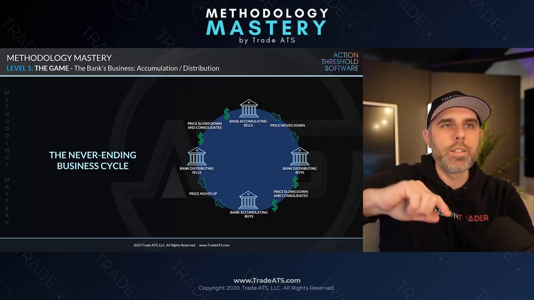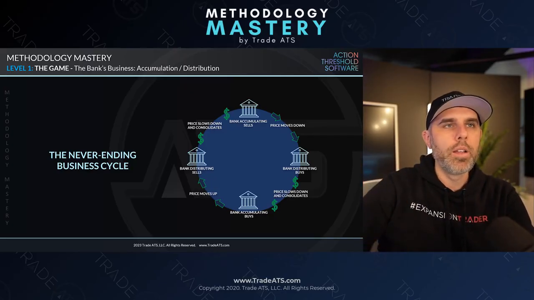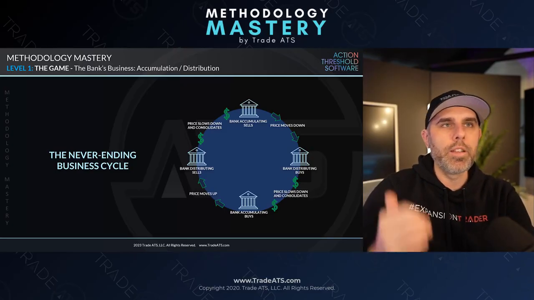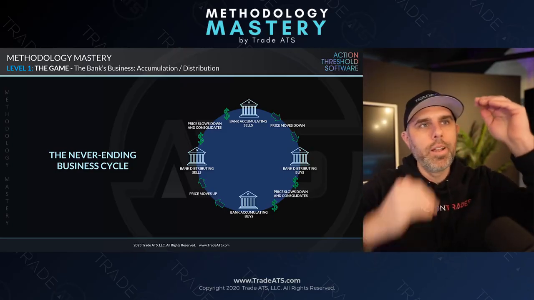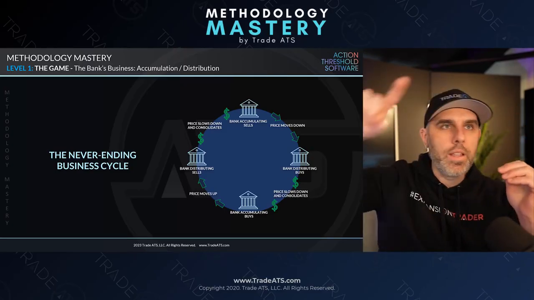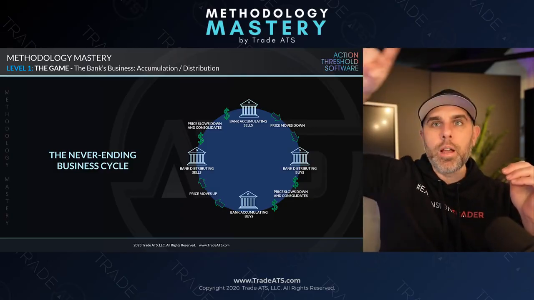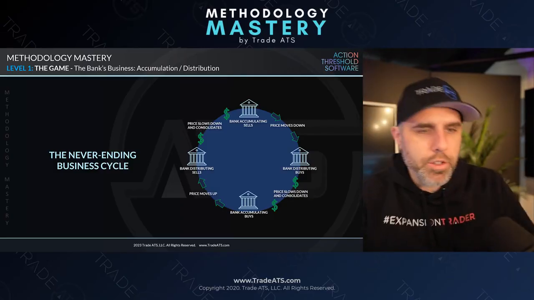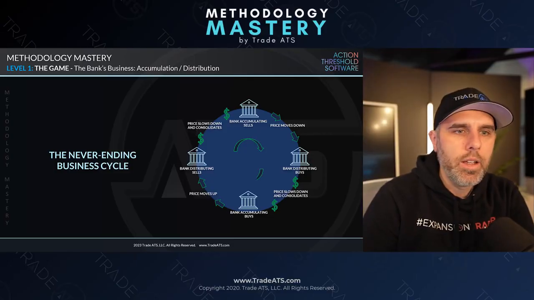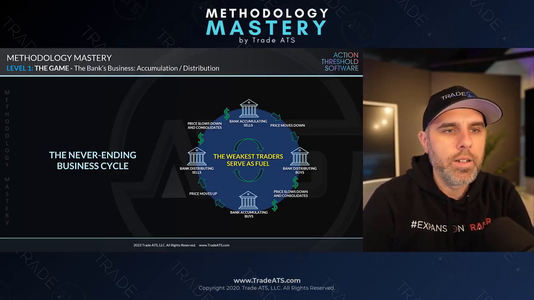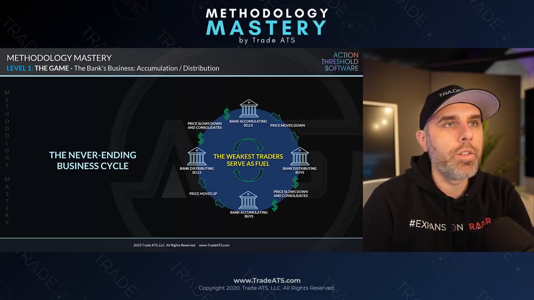A lot of people will see this as supply and demand zones. You have supply zones at the bottom, demand zones at the top, and then the price moves in this wheel-like motion as price goes up, goes down, goes up, goes down. So that's how you want to look at it. Inside of the middle of that is the weakest traders serving as fuel.